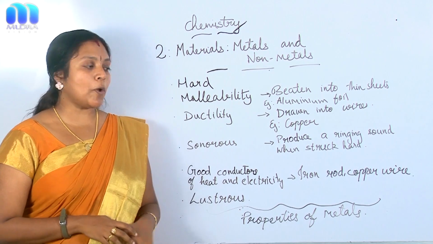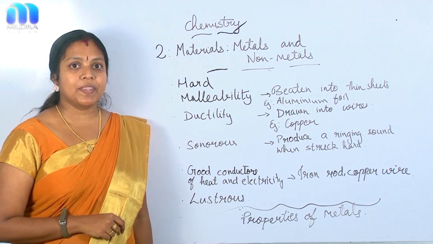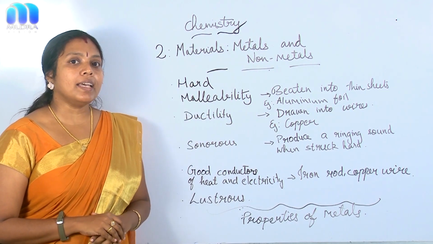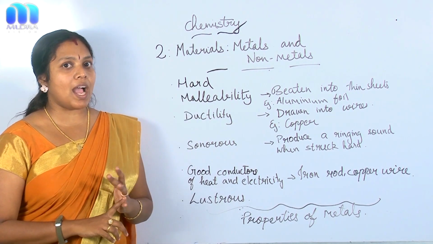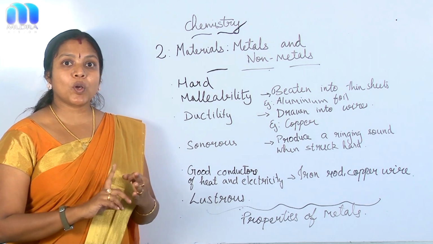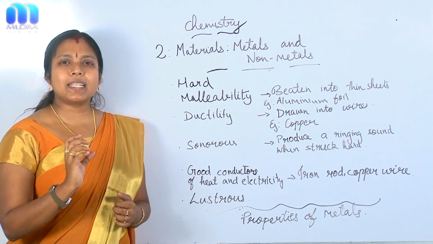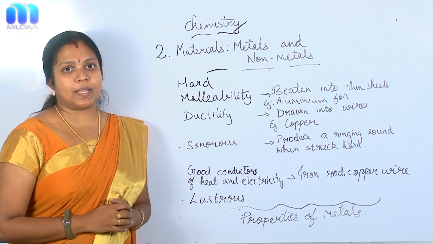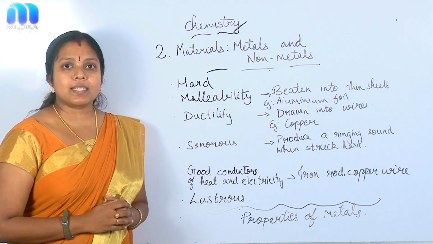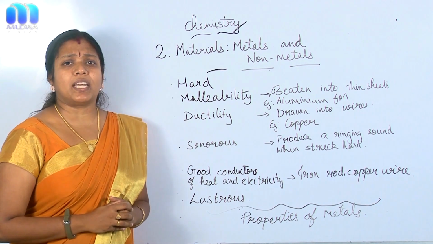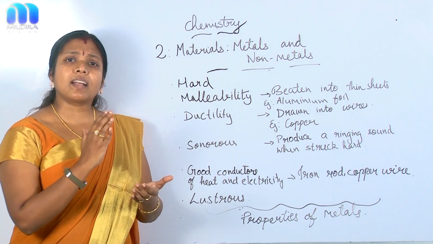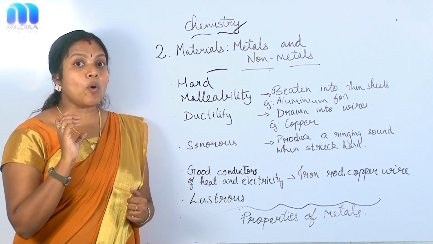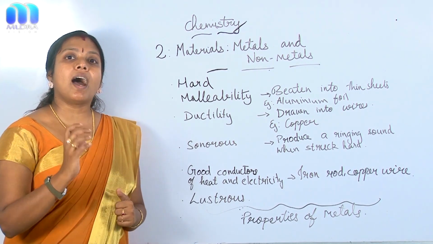Next is the properties of metals in detail. As I told you, metals are mostly hard in nature. For example, iron, aluminum, copper, etc. But some exceptional cases are there. Sodium and potassium are metals, but they are very soft in nature. We can even cut sodium and potassium with a knife. That is what I told: most of the metals are hard in nature.